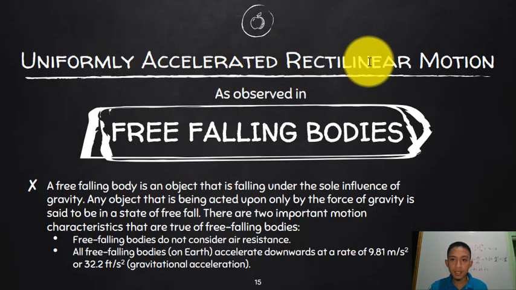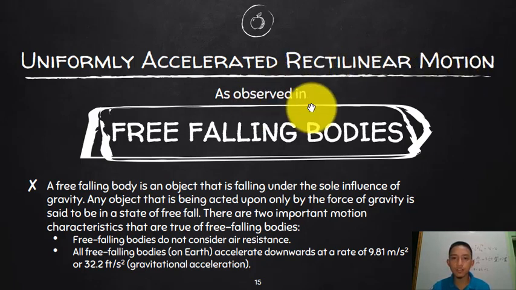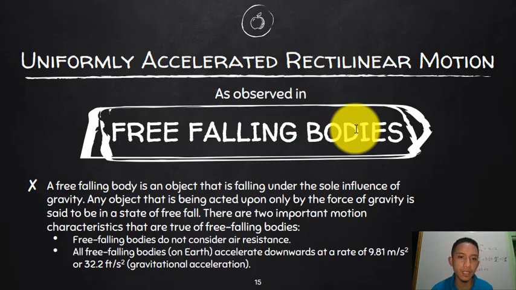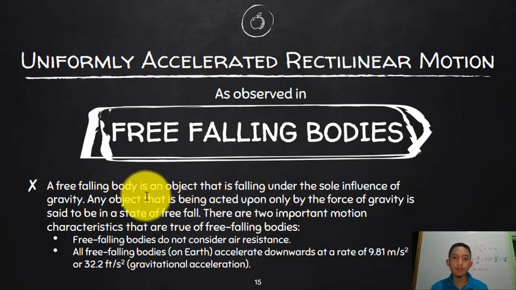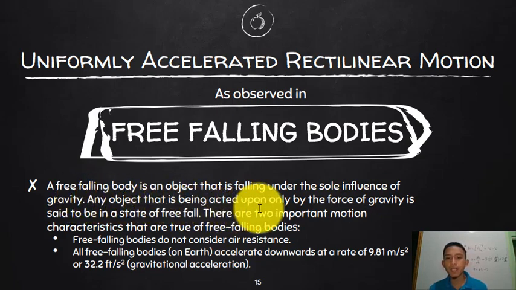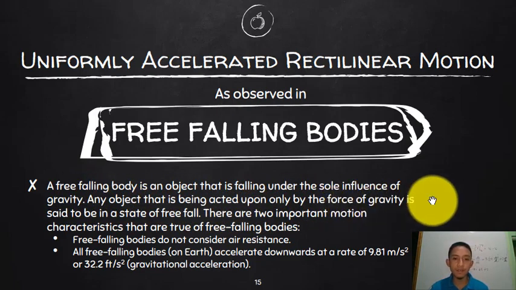So, uniformly accelerated rectilinear motion, as observed in free falling bodies. This is an important topic in uniformly accelerated rectilinear motion. So why free falling body? A free falling body is an object that is falling under the sole influence of gravity. An object that is being acted upon only by the force of gravity is said to be in a state of free fall.